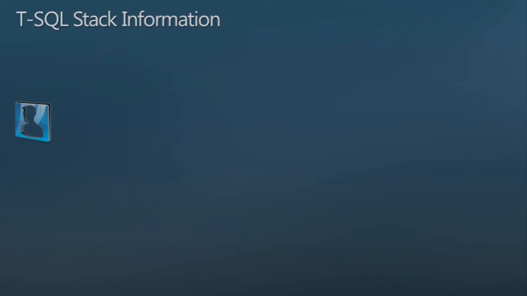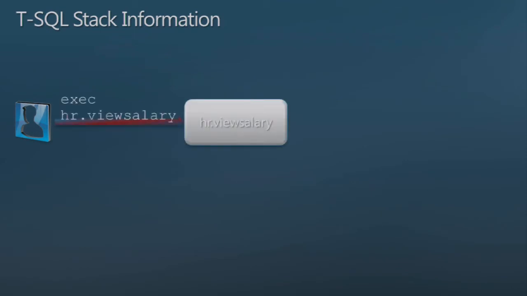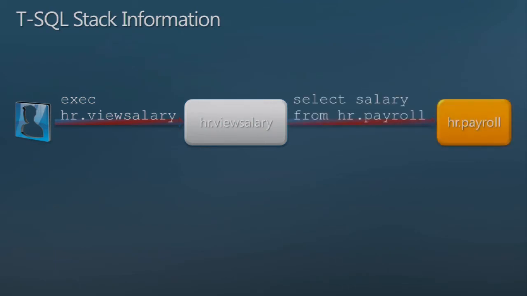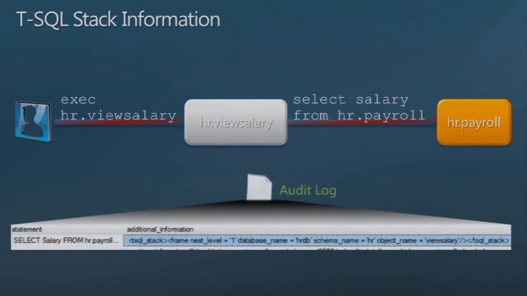We have also included T-SQL stack information. Let's say a customer is executing a stored procedure, such as view salary. Inside that, it goes and does a select from the payroll table. In the audit log, when we audit the select on the payroll information, we will see that this is not an ad hoc select from payroll, but indeed a call from the stored procedure. This provides you guarantees that access was not done directly, but is being done through business logic encapsulated in your stored procedures.